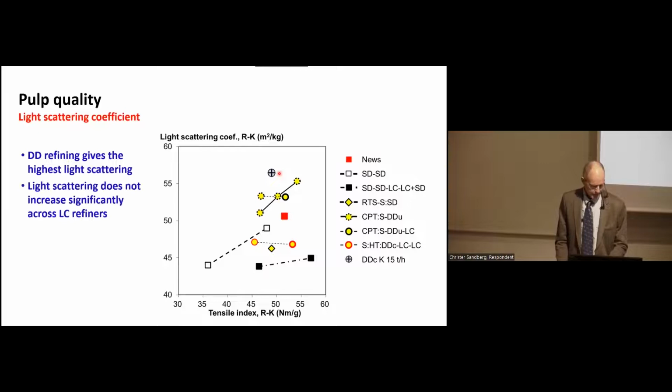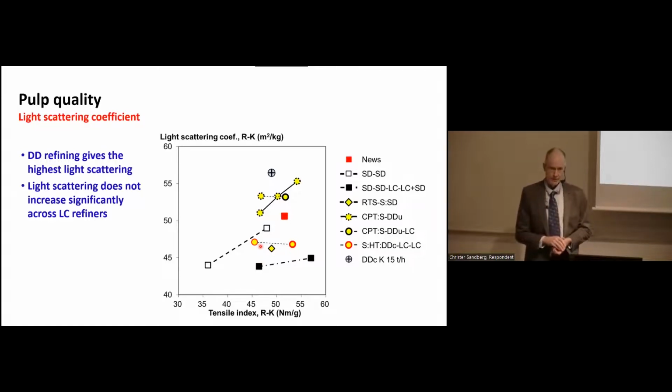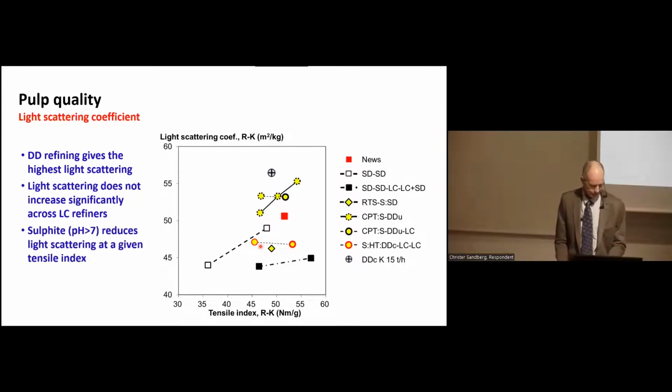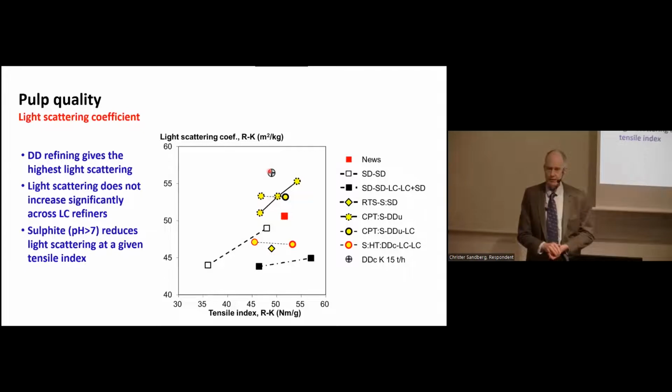Nothing new, actually. What I have seen in all the work with low consistency refining is, and here only 2 examples are shown, that we don't increase the light scattering over LC refining. I will come back to that. And also sulfite reduces the light scattering, so you can compare here and here. So there is some loss in light scattering when you add sulfite to the process.